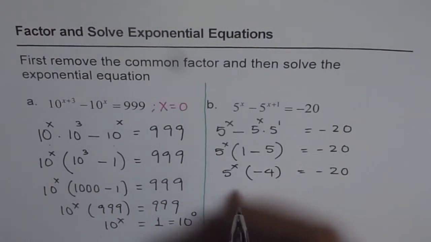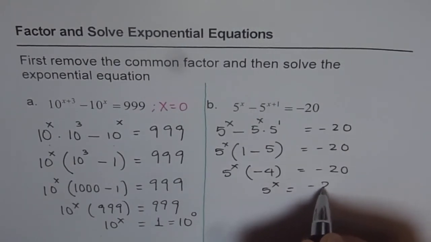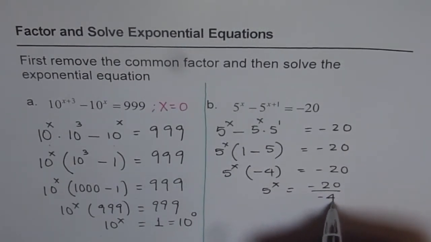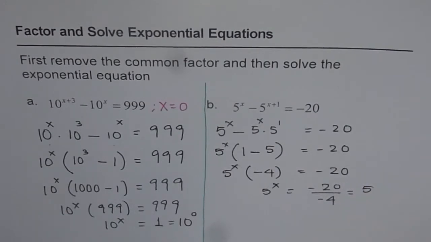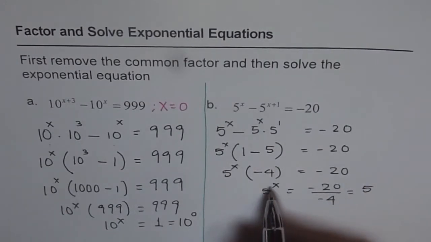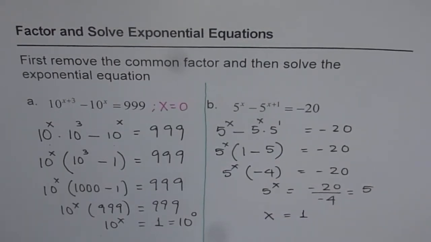Now we can divide by minus 4, and so we get 5 to the power of x equals minus 20 divided by minus 4, which equals 5, right? Now what is x? 5 to the power of x equals 5 implies that x equals 1. Do you see that?